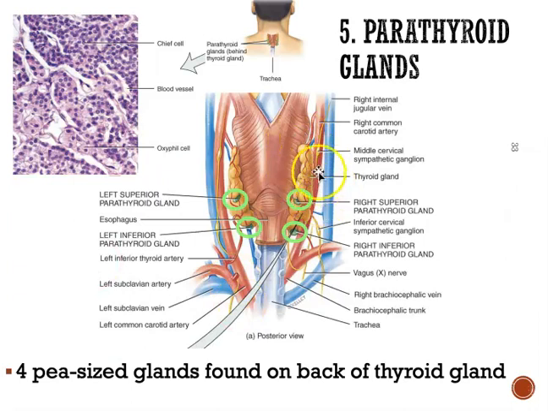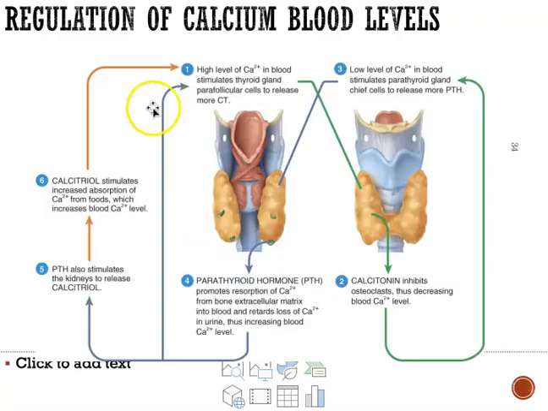Now, on the back side of our thyroid gland are our parathyroid glands. So this is now, if you look at this image, a posterior view. So this is the back side of the thyroid gland. There are these four glands, about the size of a little green pea. Those are our parathyroid glands. And parathyroid glands produce something called parathyroid hormone. Not surprising, right?